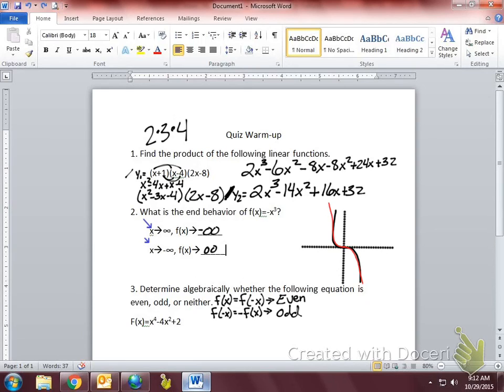First, I'm going to check to see if it's even. So I'm going to do f of negative x. And so I'm going to plug negative x everywhere where an x is. Okay. Negative x to an even power, is that going to give me positive x or negative x?